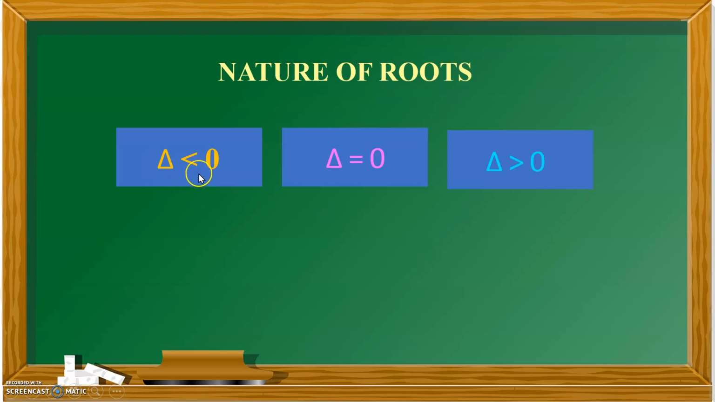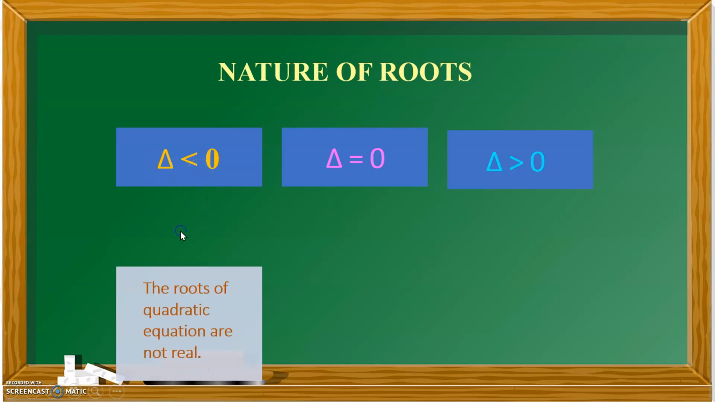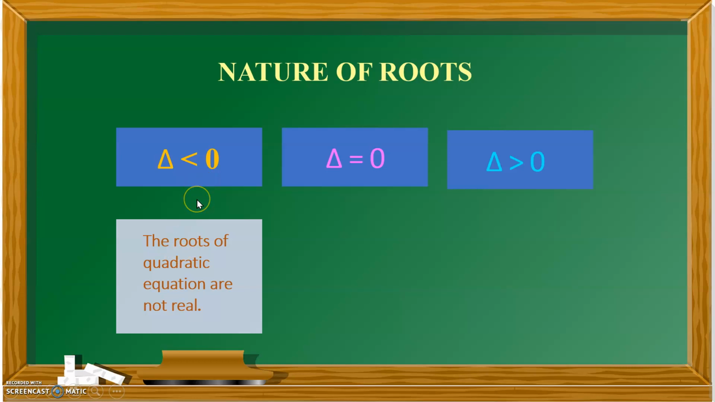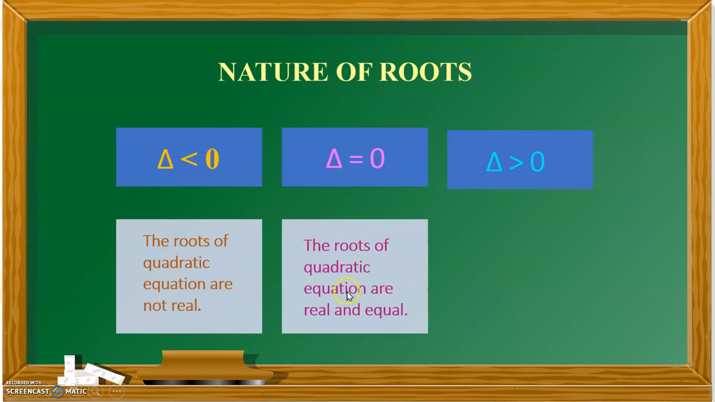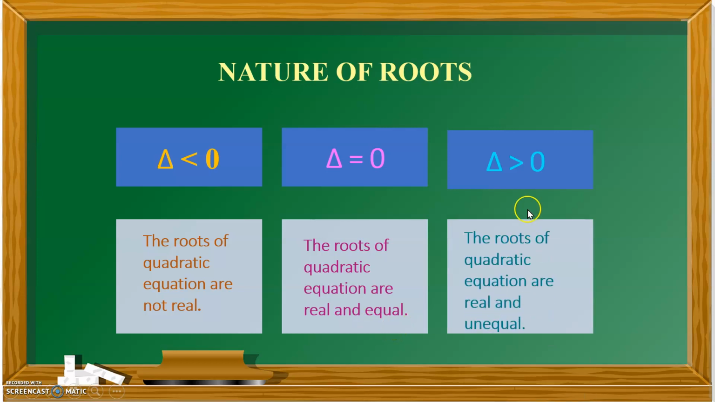Now, if delta is less than 0, that is b square minus 4ac is less than 0, then the roots of the quadratic equation are not real, because you will have a square root of a negative number which does not exist. If delta is equal to 0, then the roots are real and equal. And if it is greater than 0, then the roots are real and unequal, or real, two distinct roots.